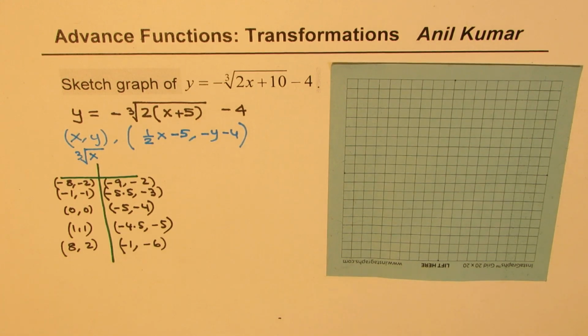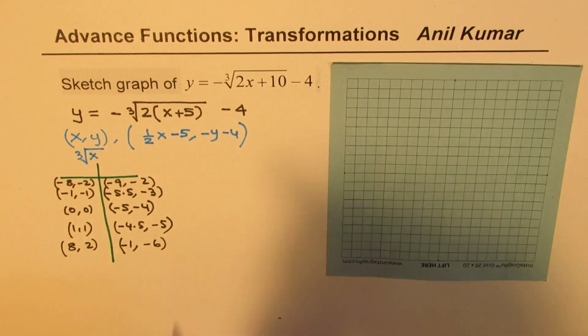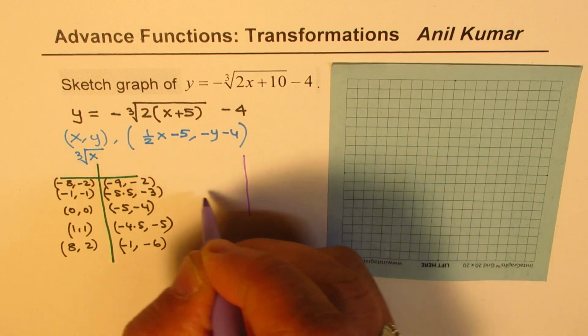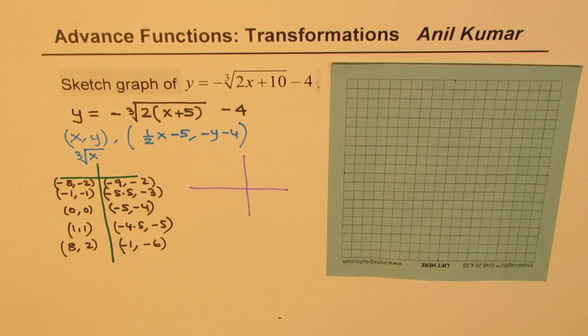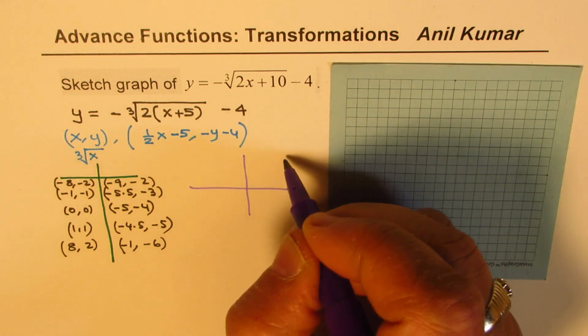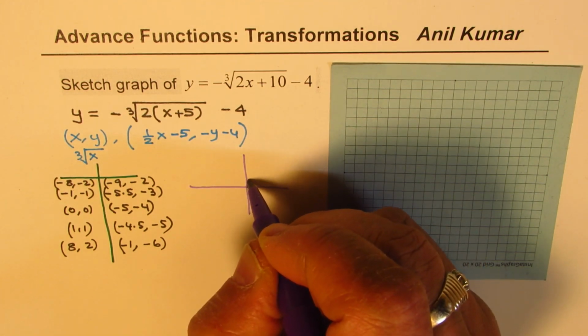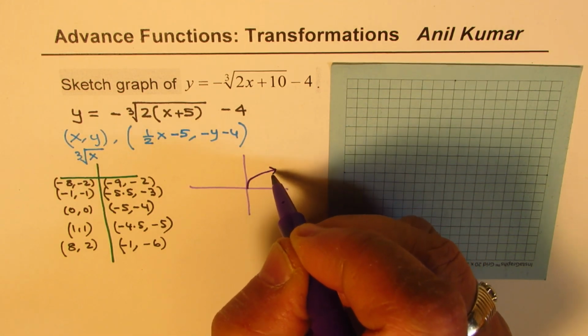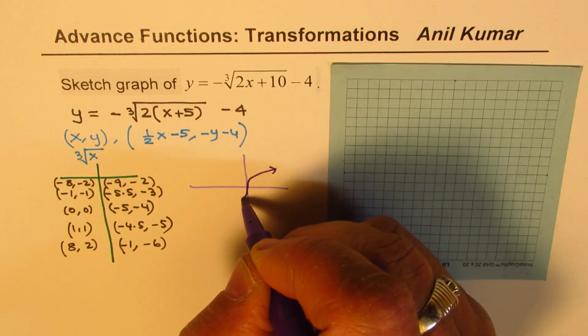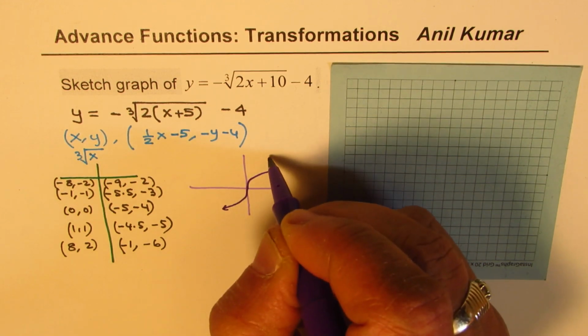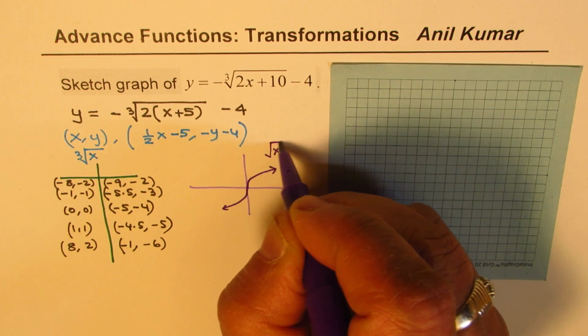Now, what will be the shape of the curve? That is the second part which we need to look into. So basically, the cube root function is kind of like this. Let's sketch a cube root function. The cube root function is like a square root function on the right-hand side, right? And here it is kind of like this. This is your cube root of x.